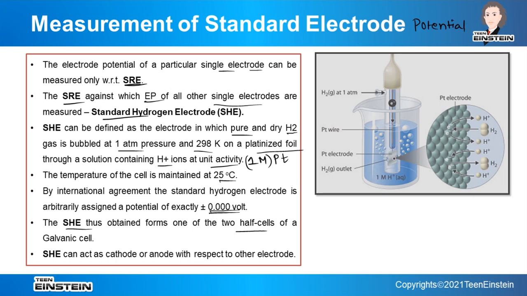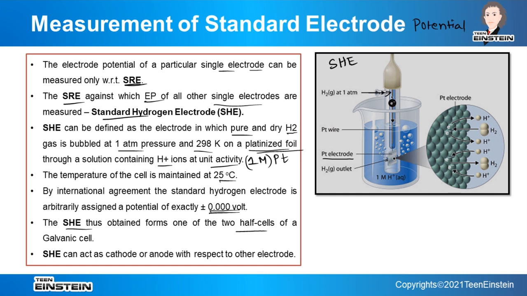Fine. So look at this picture. This is the picture of basically SHE. So this is one of the half cells, SHE. It is not the overall cell. So try to understand the picture. A platinum electrode is taken, that is platinized foil, and this is connected to this hydrogen gas outlet, and hydrogen gas is passed through this channel. Okay, and the Pt wire is also present.